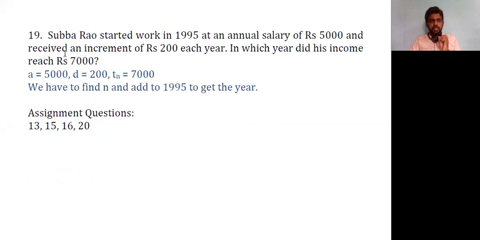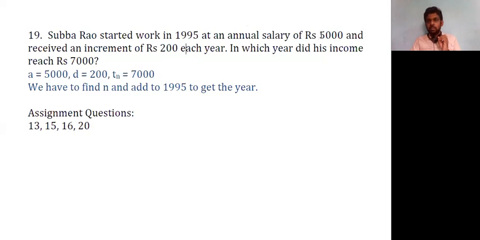Moving on to the next question. Subba Rao started work in 1995 at an annual salary of rupees 5,000. So we can take the value of A as 5,000, as it's the starting salary for him, and he received an increment of rupees 200 each year. So every year his annual salary is increasing by rupees 200. Therefore, the common difference will be 200.